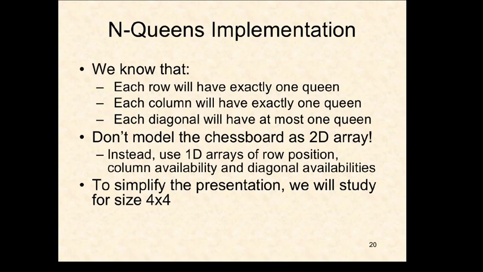And so writing this, I found it wasn't useful to represent this as a 2D vector because the 2D vector got complicated to reason about. It involved a lot more looping than I wanted. So what I did was a bunch of 1D vectors of the row position, column, and diagonal availabilities, and we'll look at examples with a 4x4.